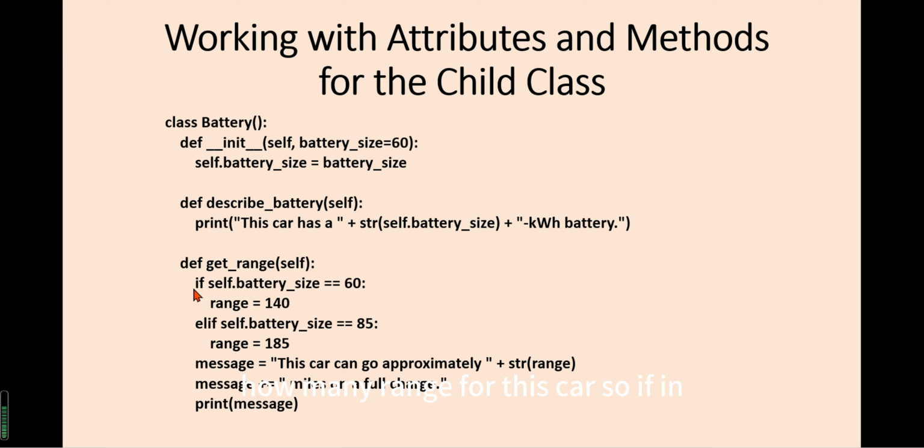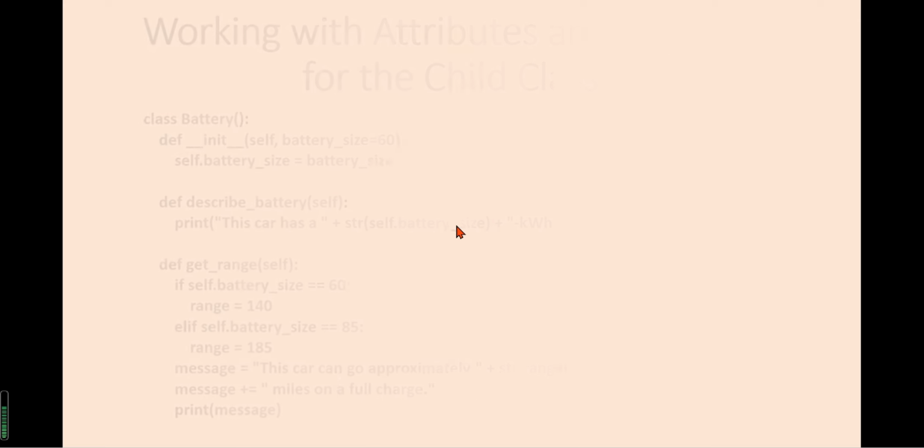Inside the function there is a conditional test: if the battery size is 60, we will get a range of, for example, 140, and else if the battery size is 85, we'll get a range of 185. A message will also be printed out for the battery size of this car. So we create a class called battery. Next we can use this battery class in the electric car.